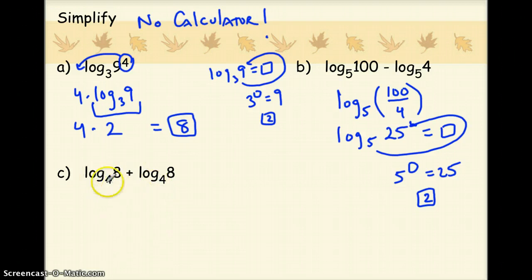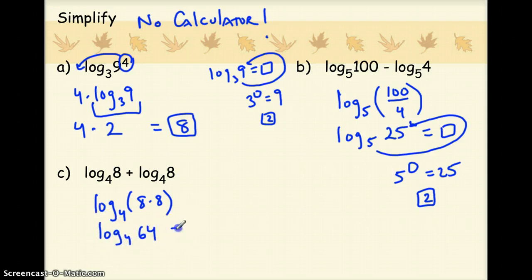Okay, this one, log base 4 of 8 plus log base 4 of 8. Well, 4 to what power equals 8? That's going to be a decimal somewhere between 1 and 2. So don't do them separately. Condense them back together. Addition condenses into multiplication. And 8 times 8 is 64.